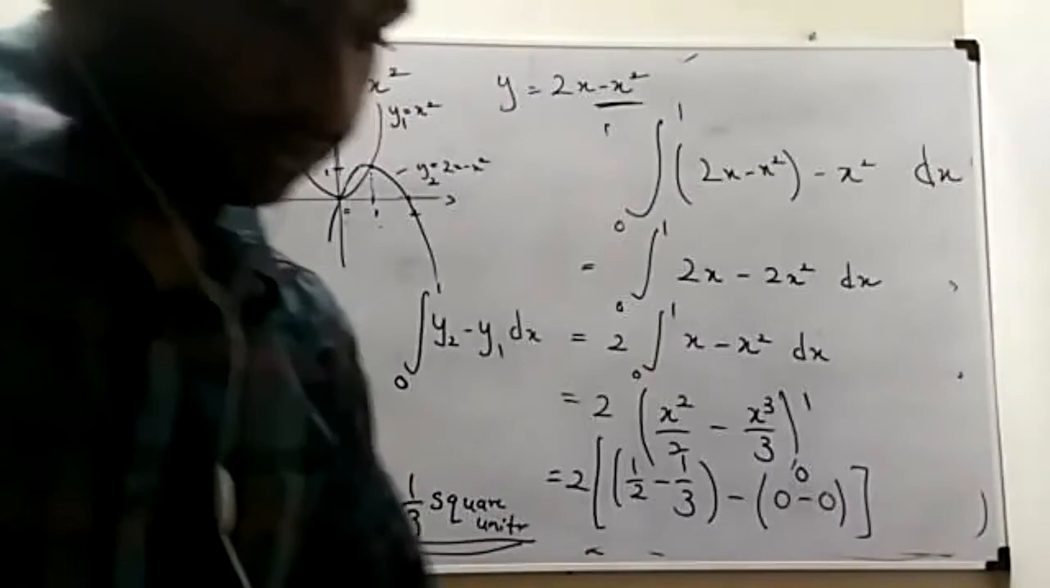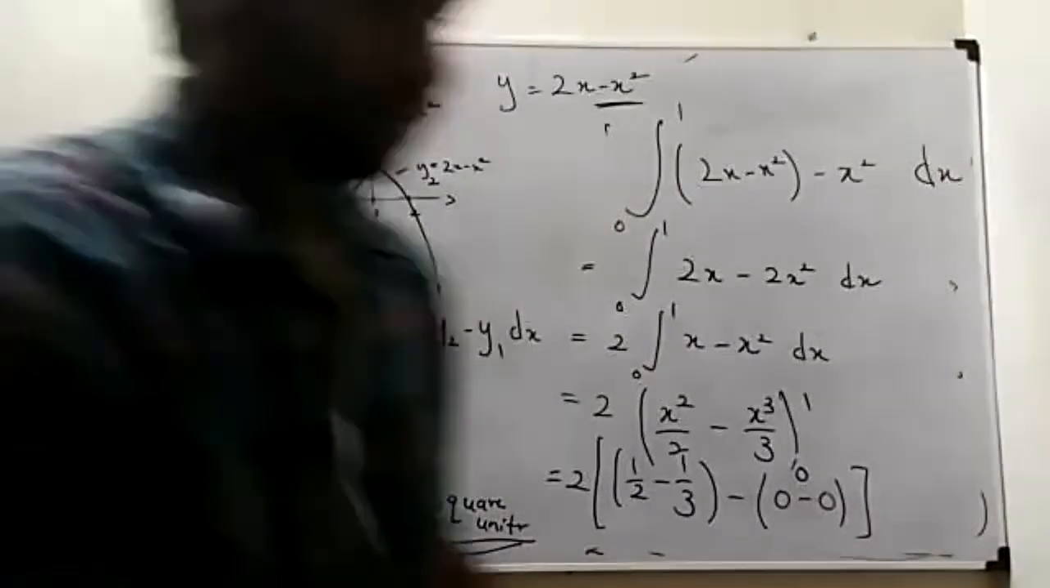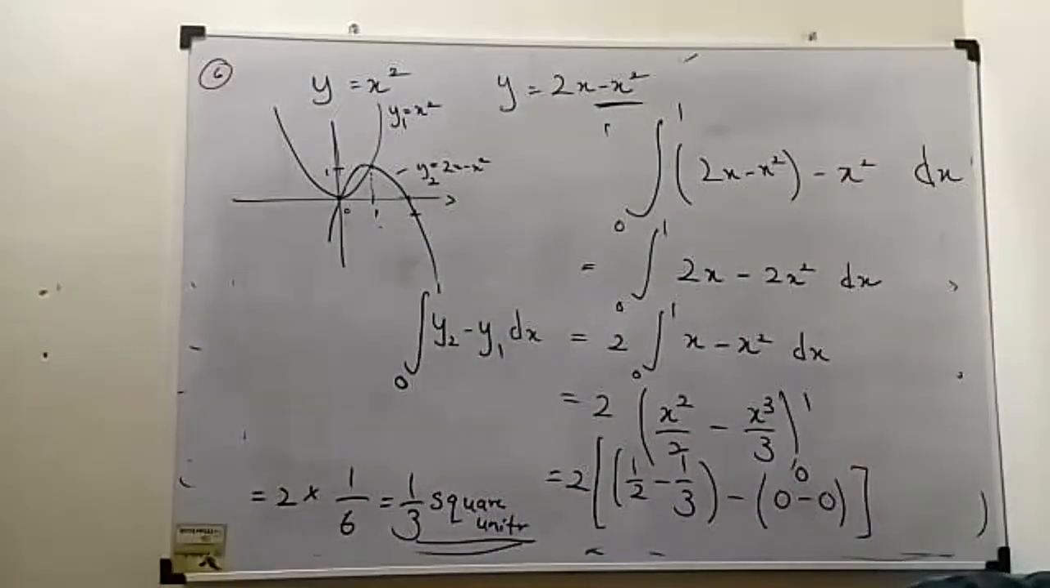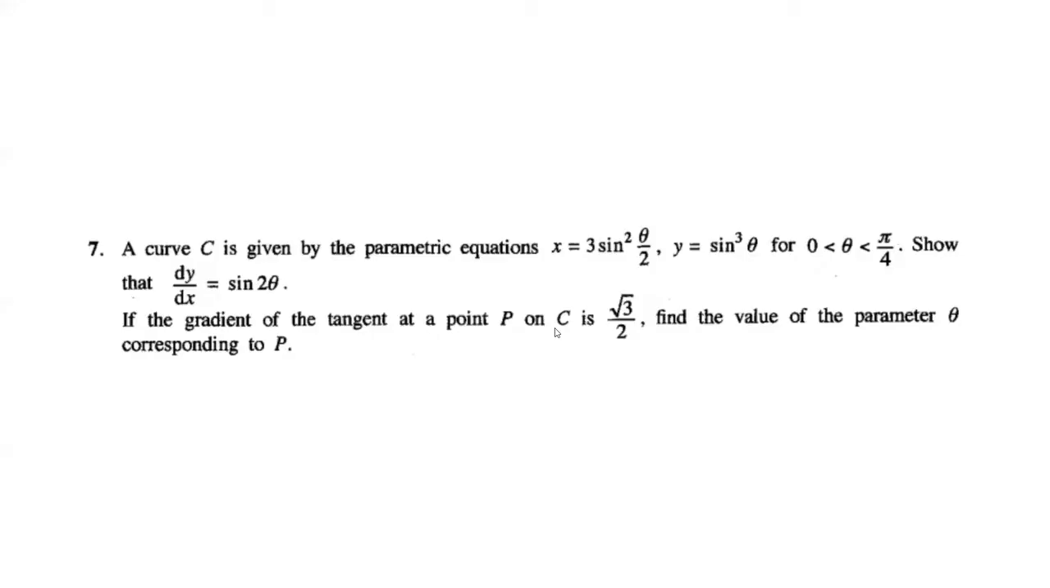Going on to the next question. A curve C is given by the parametric equations x equals 3 sine squared theta by 2, y equals sine cubed theta. We need to find dy by dx, and after we find that, we are going to find the gradient of the tangent at the point P, and find the value of theta. So first of all, we need to find dy by dx.